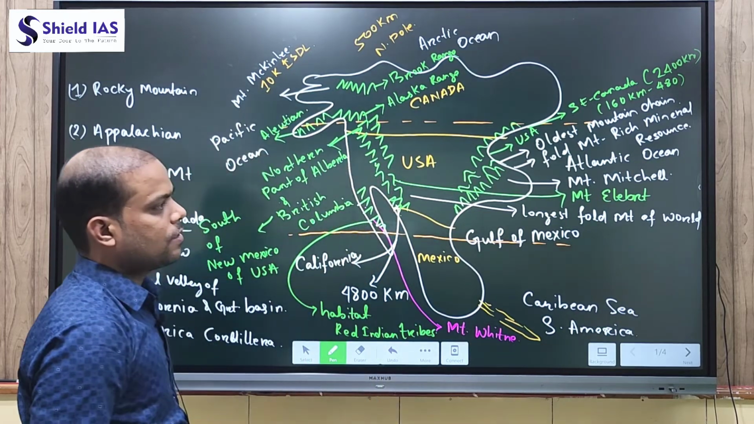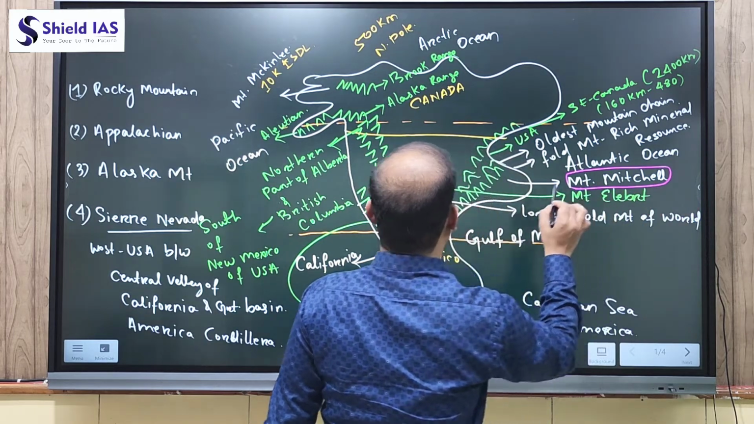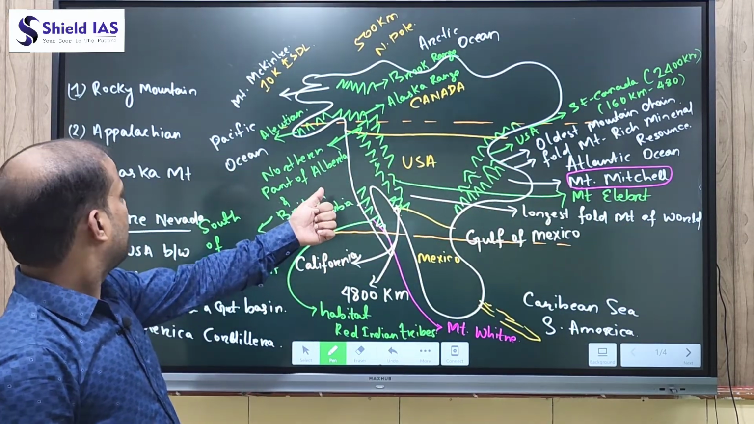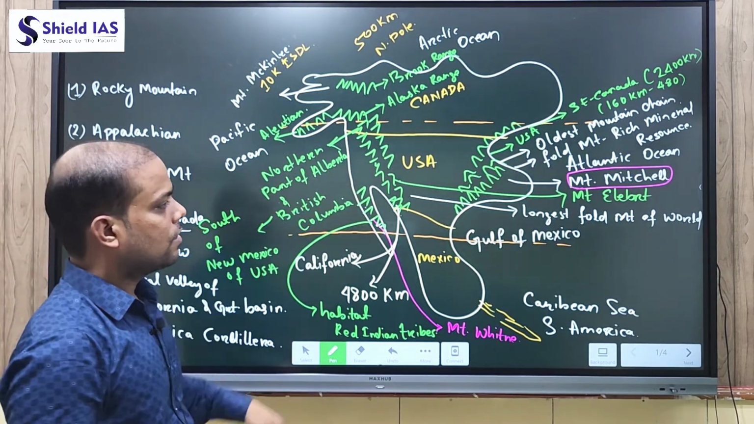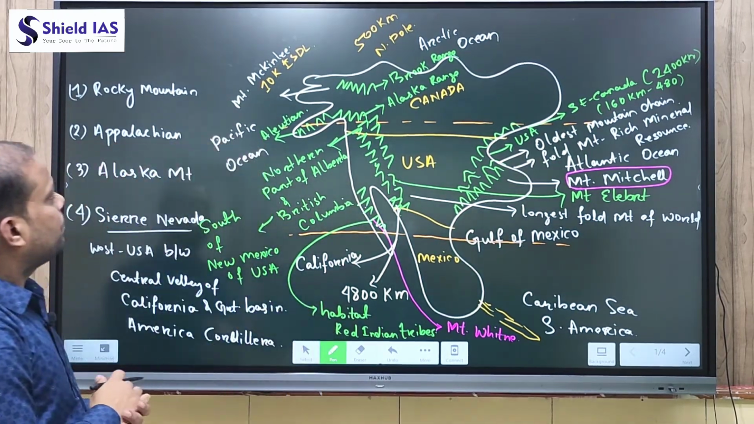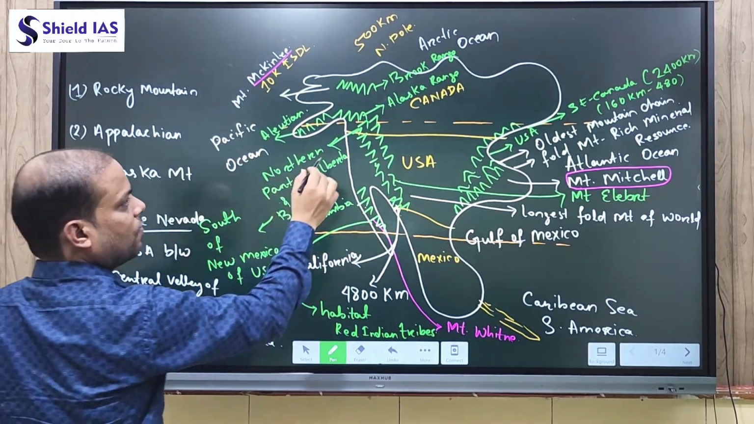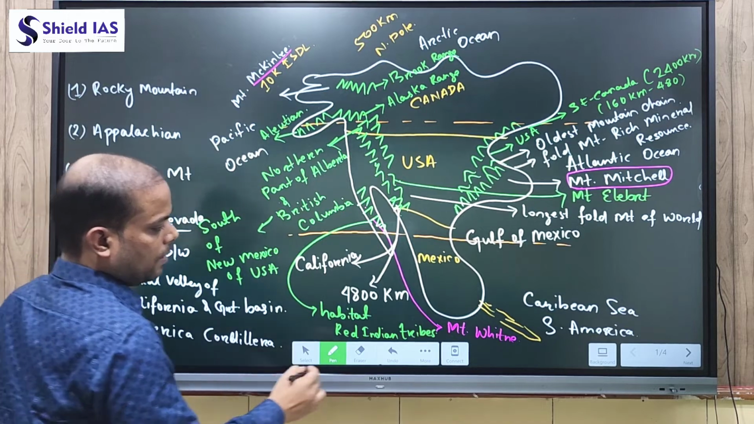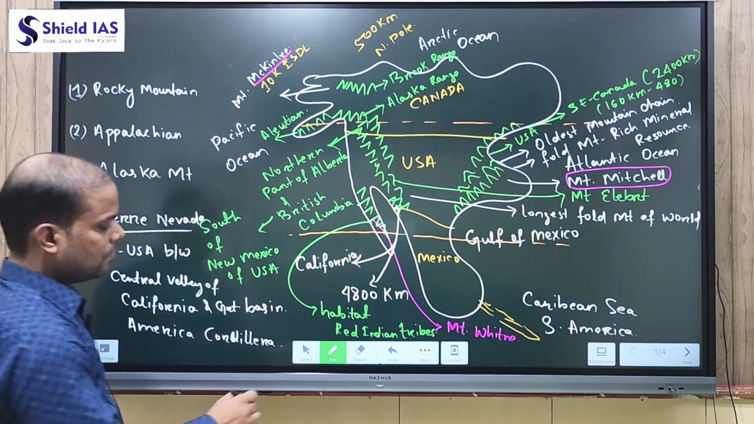So remember the things: Mount Mitchell is the highest peak of the Appalachian Mountain. The another mountain is Mount McKinley, the highest point of Alaska, and Mount Whitney is the highest point of the Sierra Nevada.